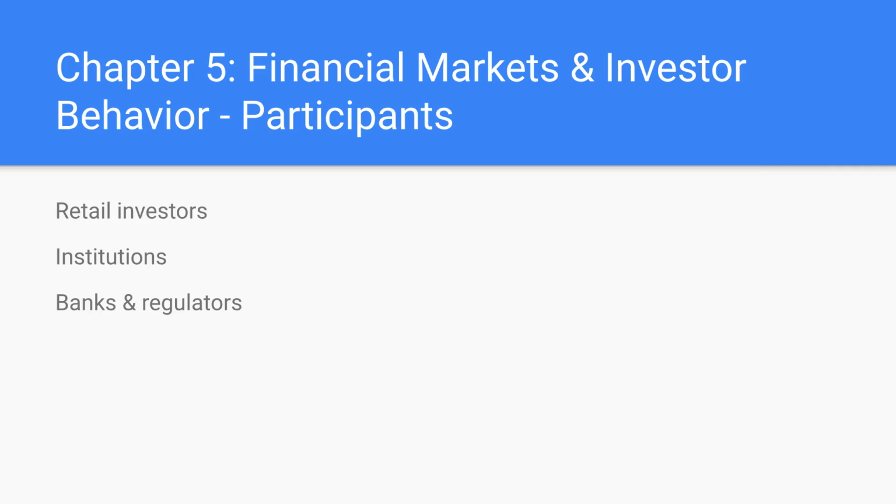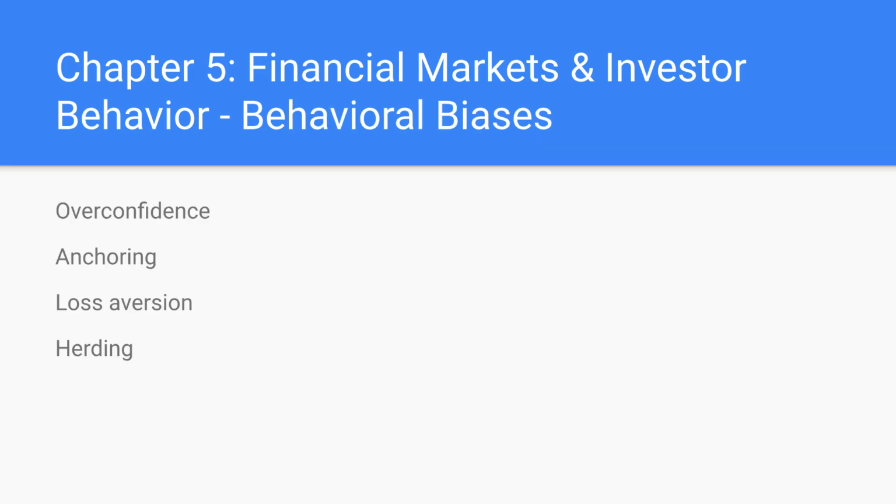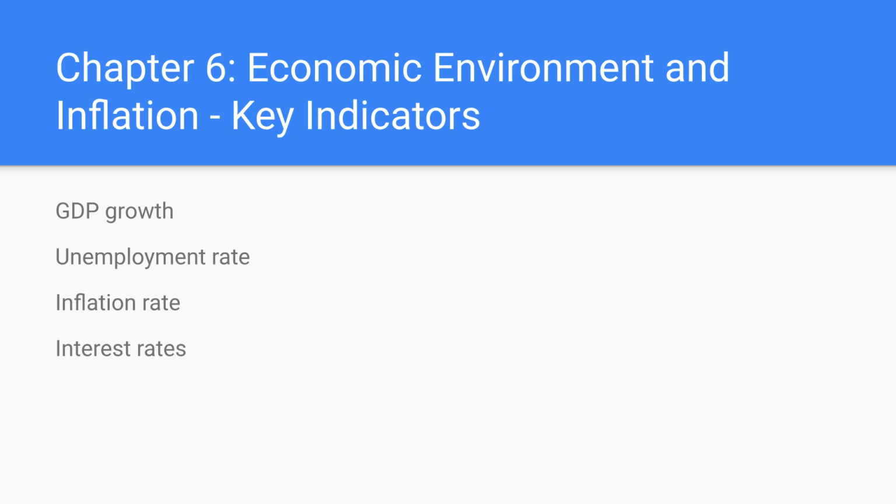Key market participants include retail investors, institutions, banks, and regulators. The efficient market hypothesis has 3 forms: weak, semi-strong, and strong. Behavioral biases like overconfidence, anchoring, loss aversion, and herding can influence investor decisions. Chapter 6 covers the economic environment and inflation.